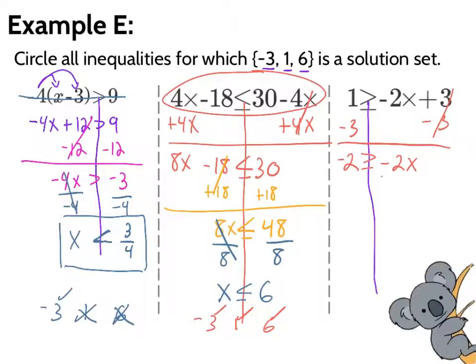Then I'm going to divide both sides by -2. The inverse operation of multiplication is division. Since I did multiply or divide by a negative, in this case my sign is going to flip. -2 divided by -2 is going to be +1, or +1x, and -2 divided by -2 is going to be +1. So now we need to check all of our answers.